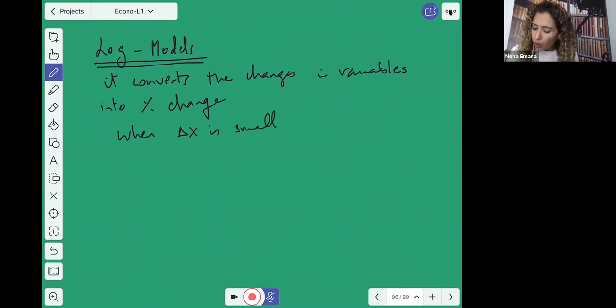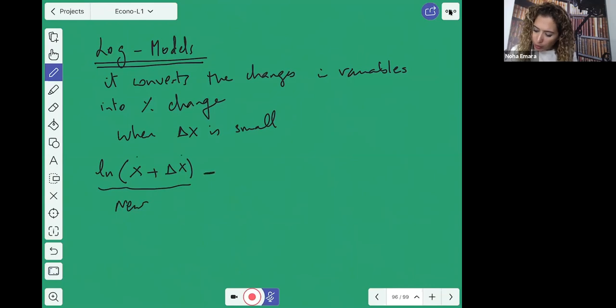You always have this rule: the old value of x plus the change in x gives me the new value, which is the old value plus the change.